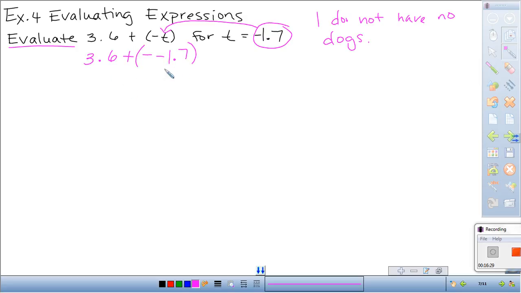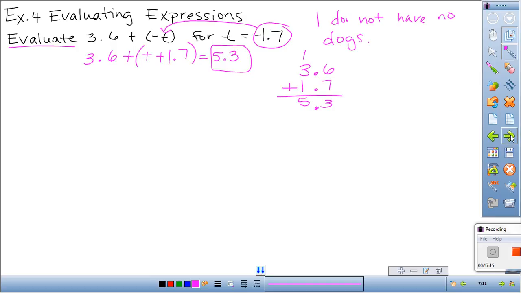So here's what I like to do on my paper. When I have two negatives, I like to just cross them both and create the addition sign. And so then we just apply our rules. Same sign or different signs? They have the same sign, 3 and 6/10 plus 1 and 7/10, so we need to add them. Make sure you line up your decimals. 6 plus 7 is 13, carry the 1, bring down your decimal. 3 plus 1 plus 1 is 5, so our answer is 5 and 3/10. Both of our addends were positive, so our answer is positive.